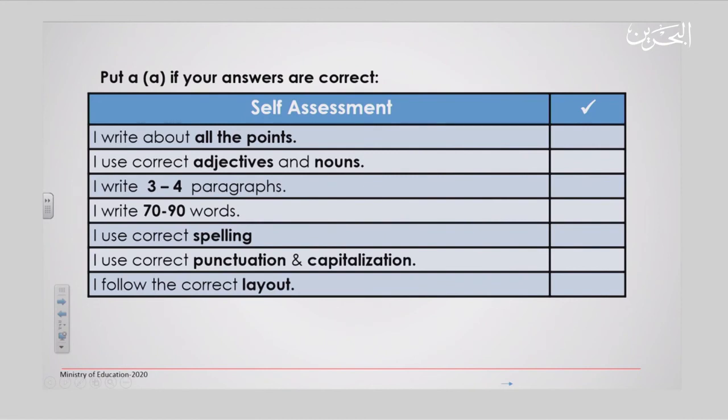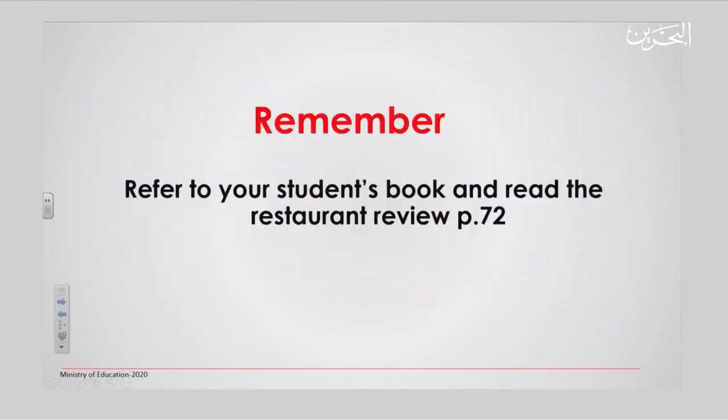If you use correct spelling, so spelling is very important and you have to be very precise about it, okay? And you need to use the correct punctuation and capitalization. If you did this, give yourself a tick. And the last thing, you need to follow the correct layout. So the paragraphs and all of the important details in each paragraph. Remember that you can also refer to your student's book and read the restaurant review on page 72.